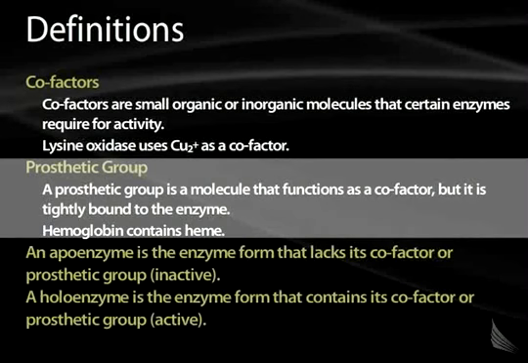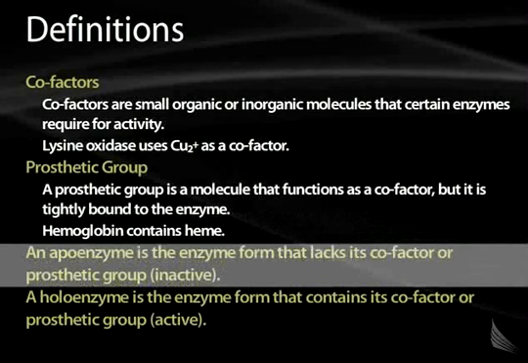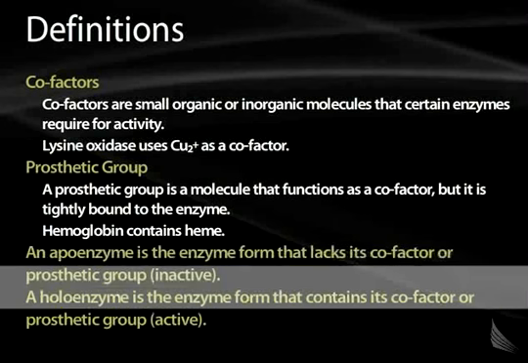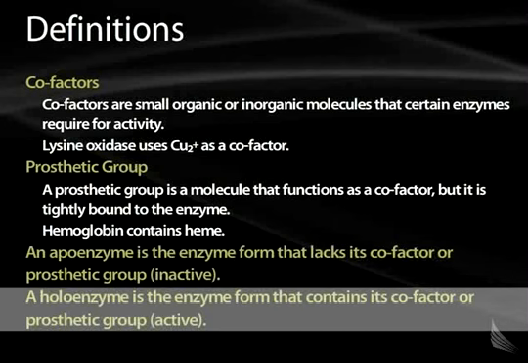Prosthetic groups are molecules that function as cofactors, but they're also tightly bound to the enzyme. For example, a hemoglobin molecule contains a heme prosthetic group, and that is a cofactor necessary for the functioning of that molecule. We call those prosthetic groups. Now, whether or not an enzyme has its cofactor or prosthetic group determines the name that we use for it. An apoenzyme is the enzyme form that lacks its cofactor or prosthetic group. This is usually inactive because it doesn't have the cofactor or prosthetic group that's necessary for its functioning. A holoenzyme, on the other hand, is the complete enzyme that carries its cofactor or prosthetic group and is now active. That's called a holoenzyme.